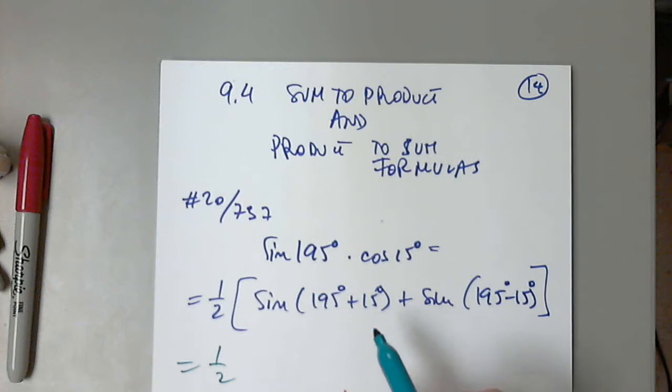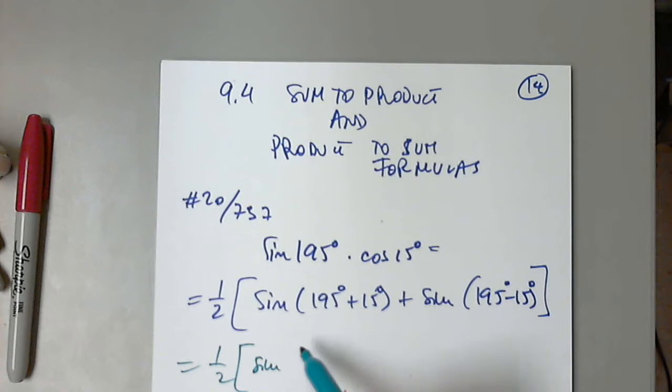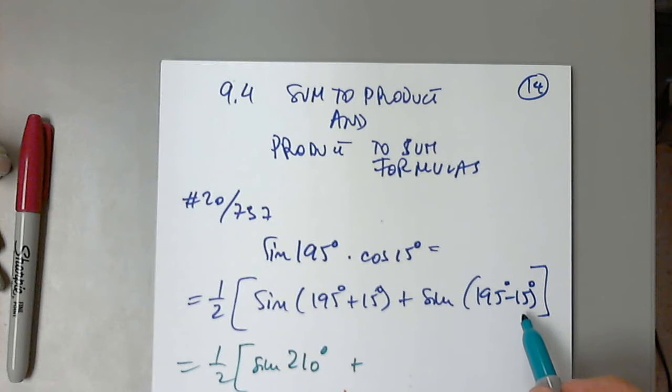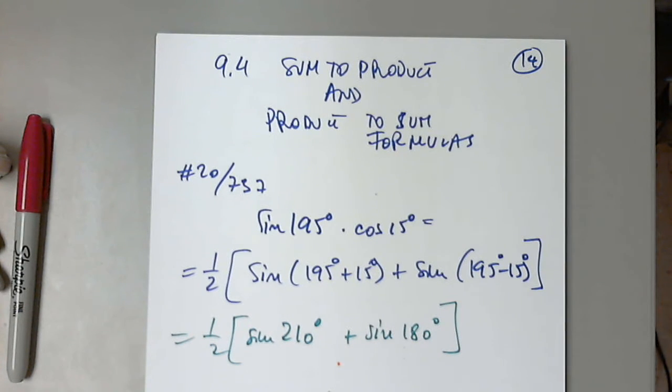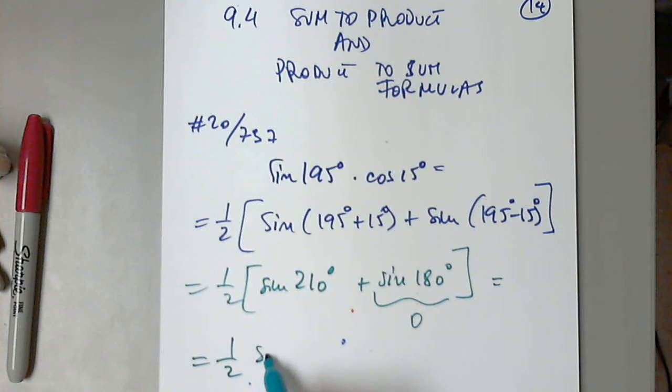So this is 1/2. Sine 195 plus 15 is 210? Very good. And plus sine 195 minus 15, I think, is 180. Correct? Good. How much is sine 180? How much? Excellent. Thank you. So this is 0. So all we have to determine now is sine 210.